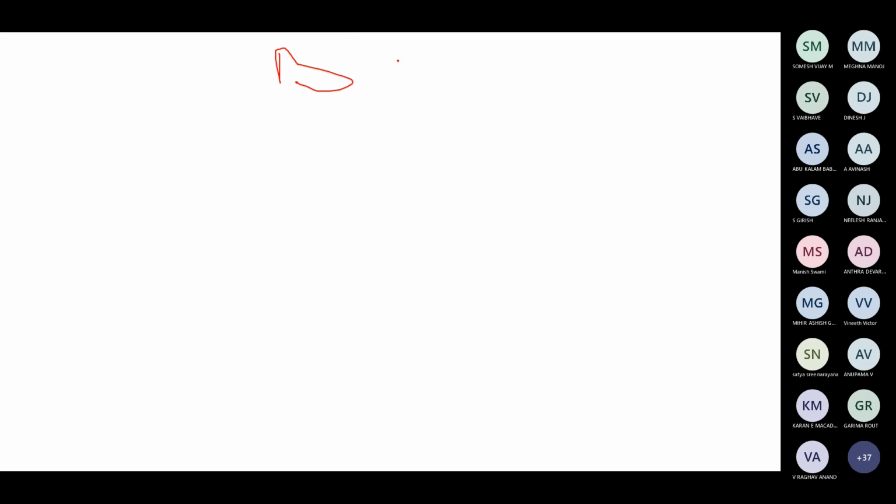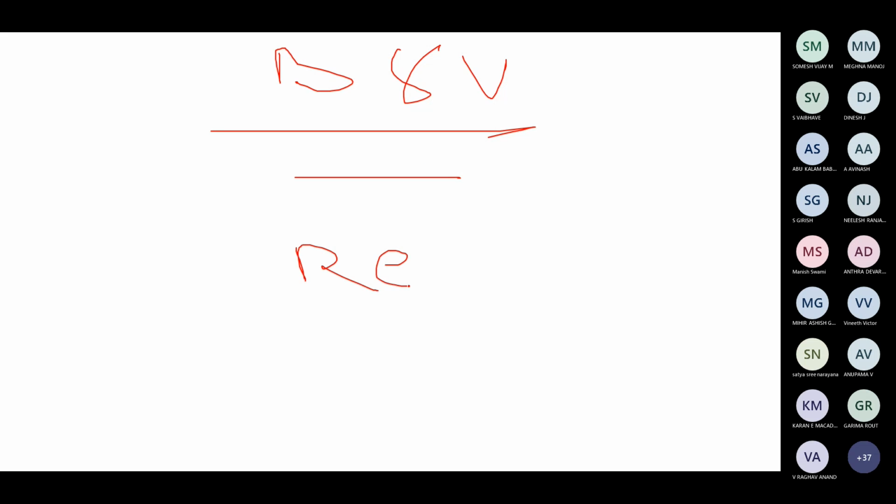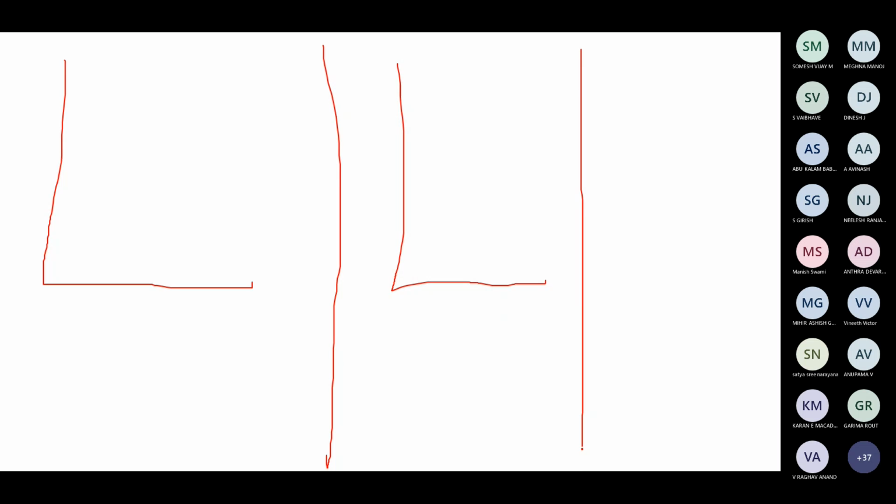Okay, so bias and variance. First I will talk with respect to regression problems, then with respect to classification problems. Now, students, consider I have a polynomial of degree 1 over here, a polynomial of degree 2 over here, and a polynomial of degree 4 over here.